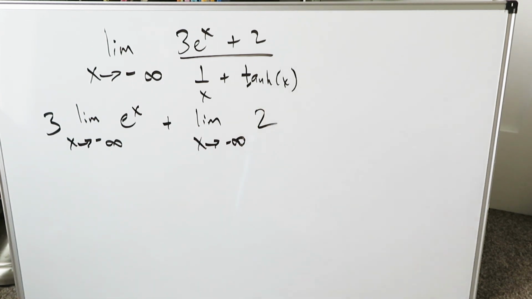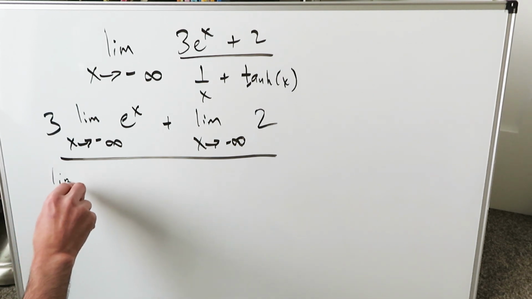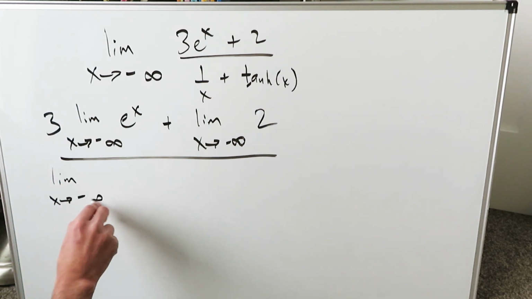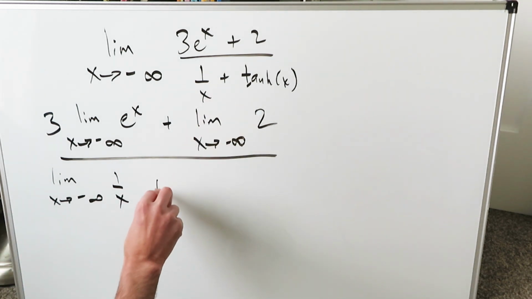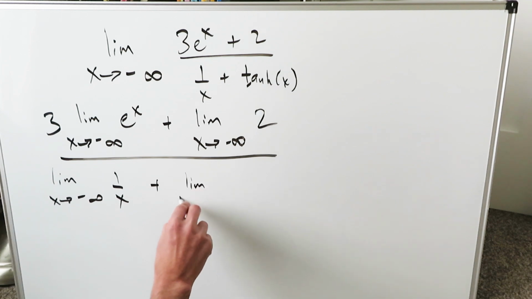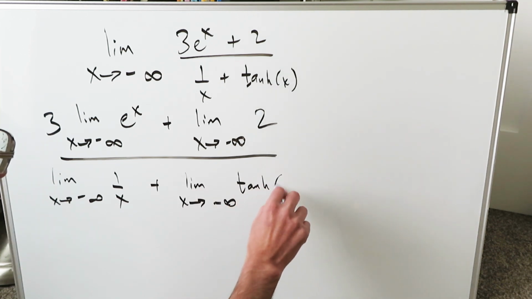Look what I have, a divide. The divide stays, the quotient property of limits. The limit of a quotient is equal to the quotient of their individual limits. All of that makes sense. Create a new limit, limit as x approaches minus infinity, I have 1 over x. That stays. The sum property comes back over here. I won't verbalize it, but you know what it is. Limit as x approaches minus infinity, I have hyperbolic tan x.